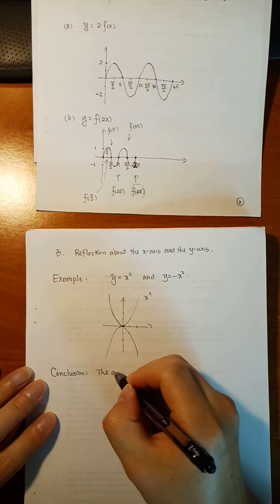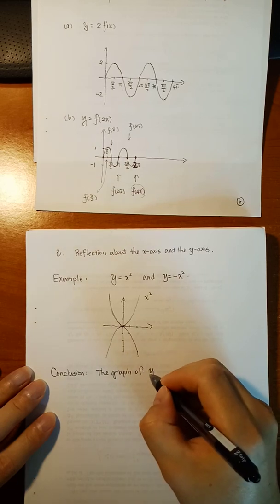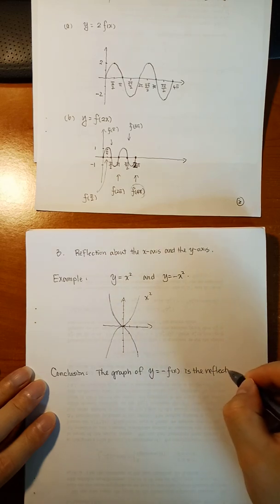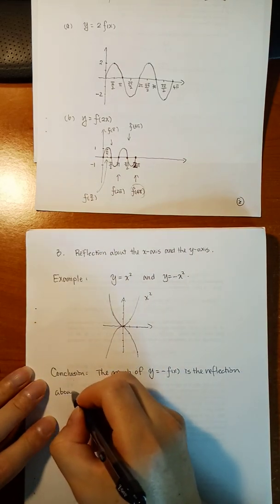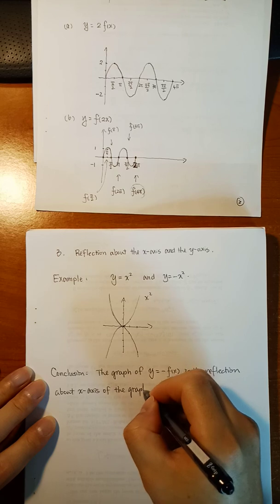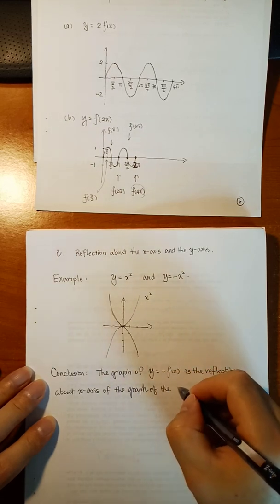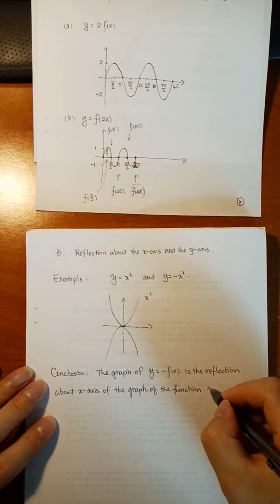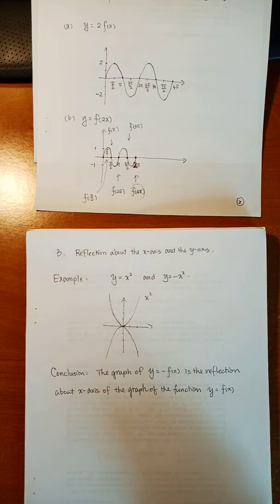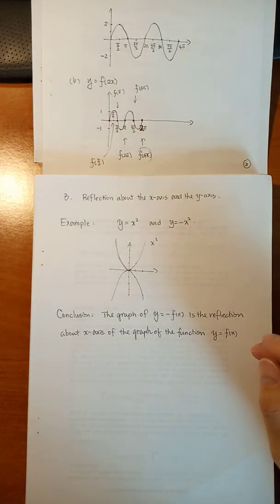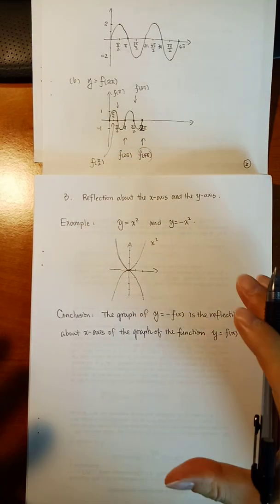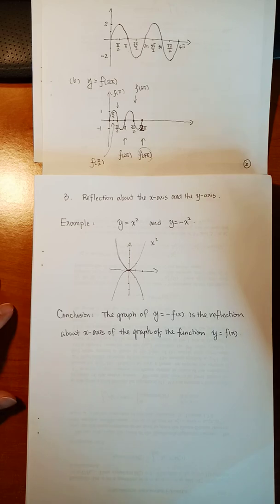The graph of y equal to negative f(x) is the reflection about the x-axis of the graph of the function y equal to f(x) multiplied by -1. The whole thing by -1. You just flip it down. That's easy stuff. So you directly put a negative sign in front of the whole expression, with the parentheses if you have several terms.